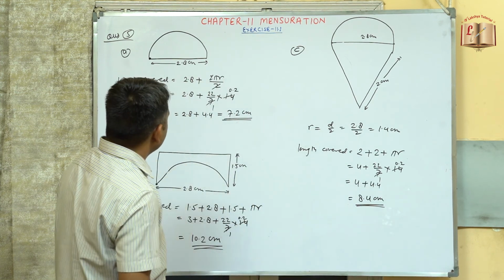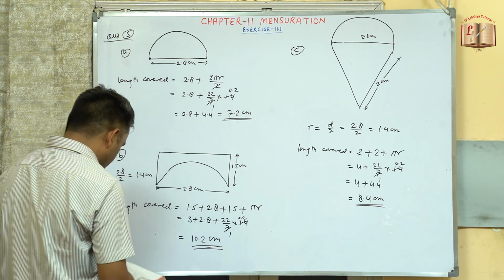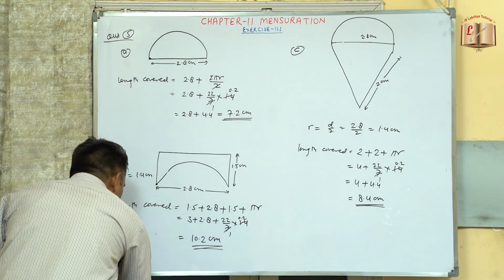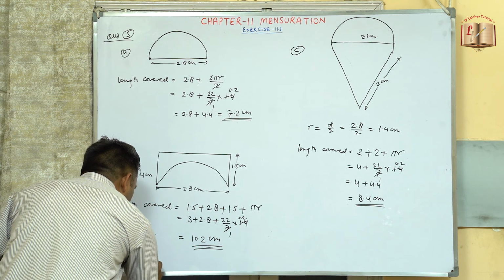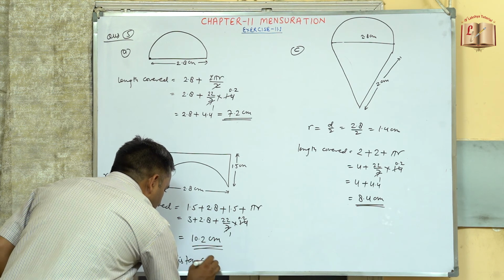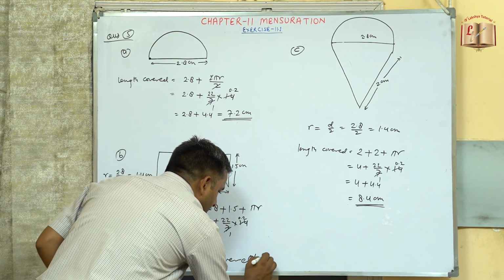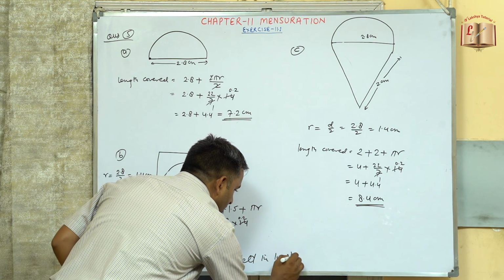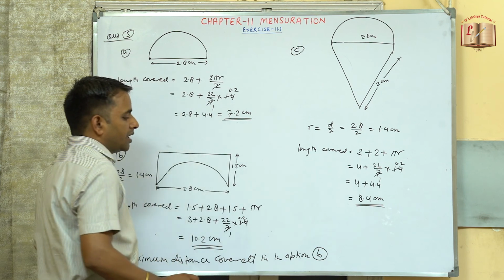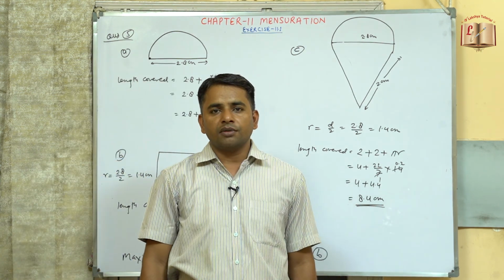So where is it maximum? The maximum is in this case, which is 10.2. So we can write that the maximum distance covered is in option B. So in option B the maximum distance is covered. With this we have finished our exercise 11.1.